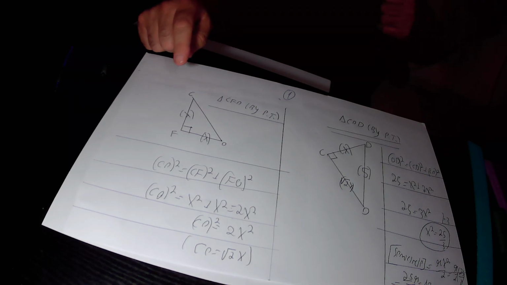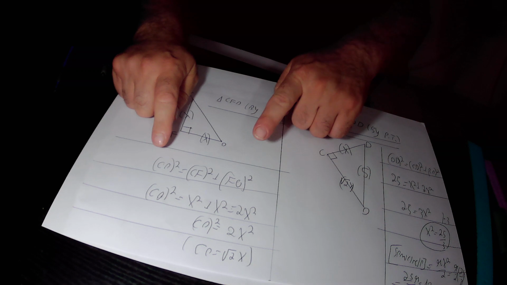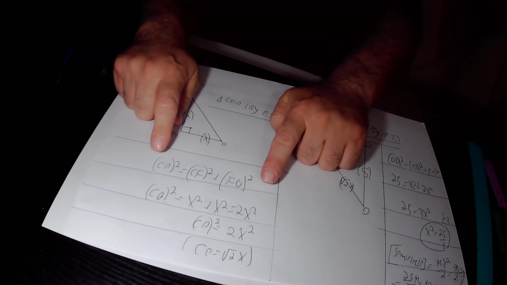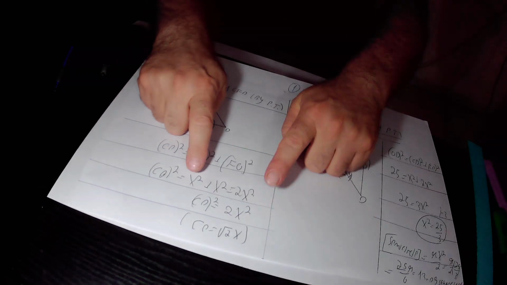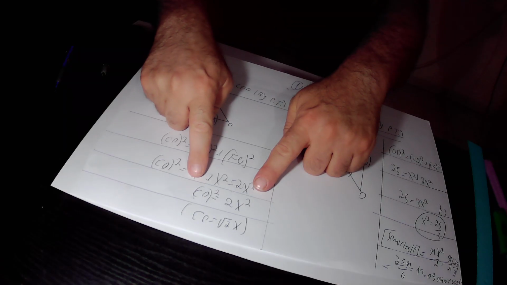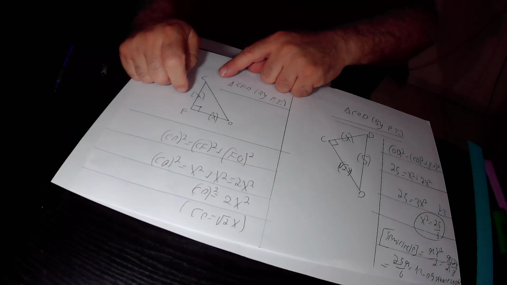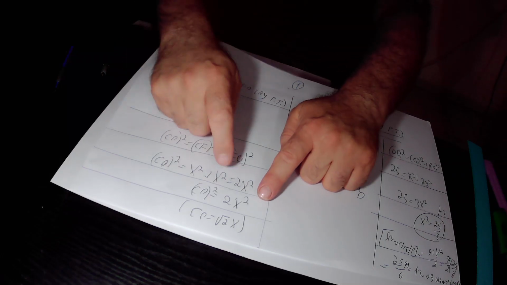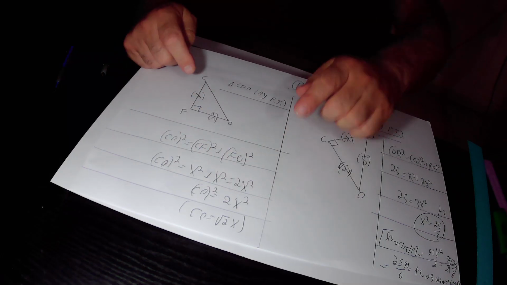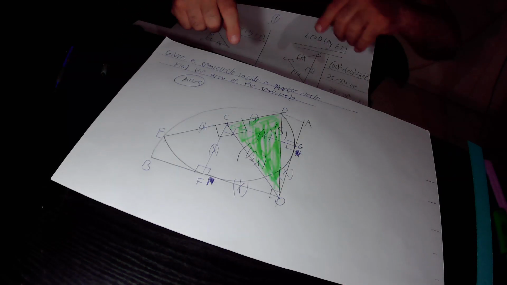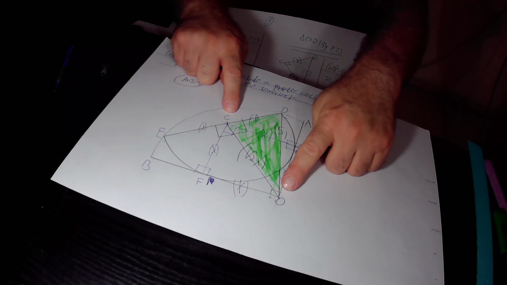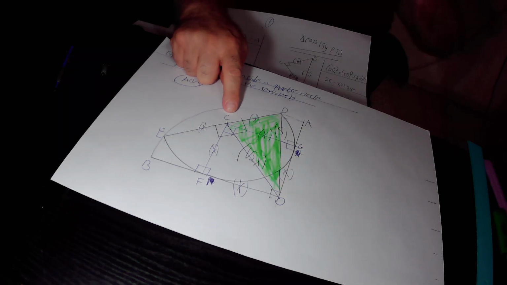So in total, we found out that CO square equals x square plus x square. That is 2x square. So CO square equals 2x square. We took a root of this equation and found out that the hypotenuse CO equals the square root of 2 times x units in its length. So this is CO, equal to the square root of 2 times x units in its length.